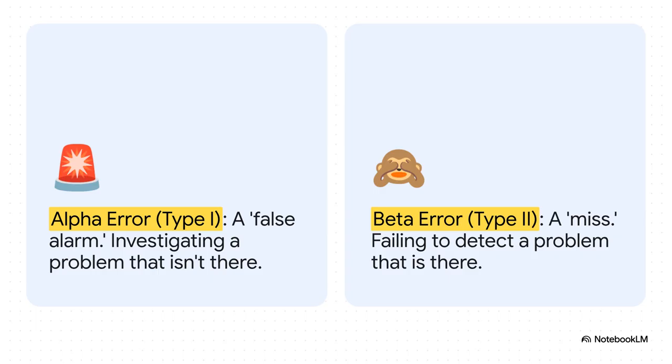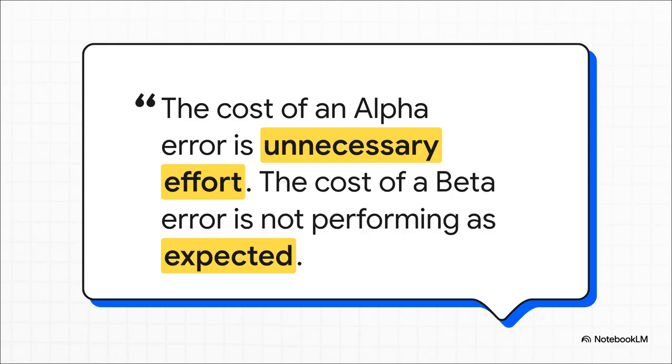Or you could have a beta error. That's a miss. This is when the process really has changed for the worse, but the data point just happens to fall inside the limits, so you miss the signal completely. And the costs of these 2 errors are totally different. An alpha error, that false alarm, it just costs you some unnecessary effort. It's annoying, but that's it. But a beta error, a miss, that means your process is failing, and you don't even know it. The cost there isn't just effort. It could be a faulty product going out the door, or a service failing a customer.